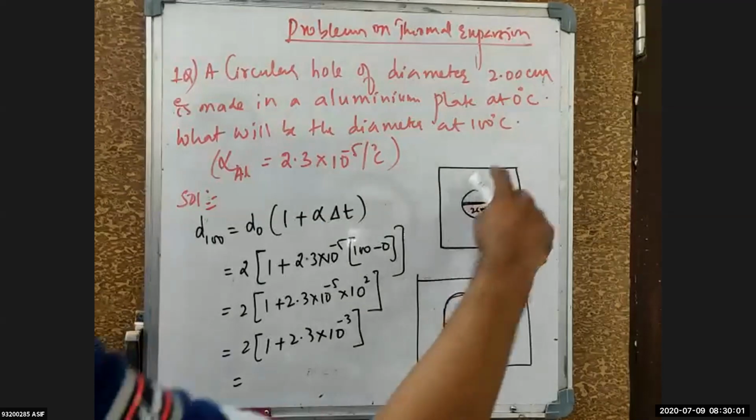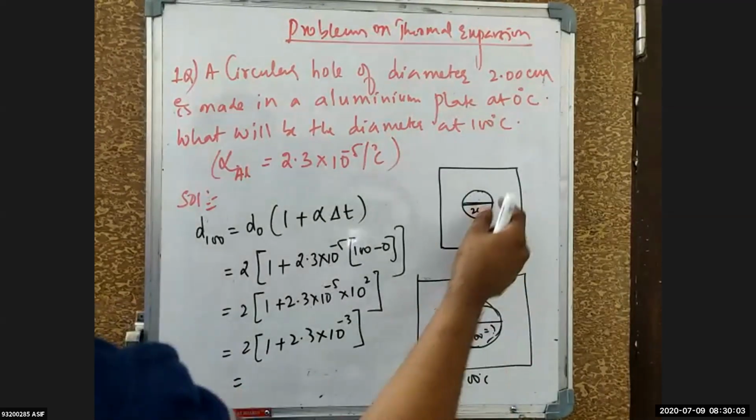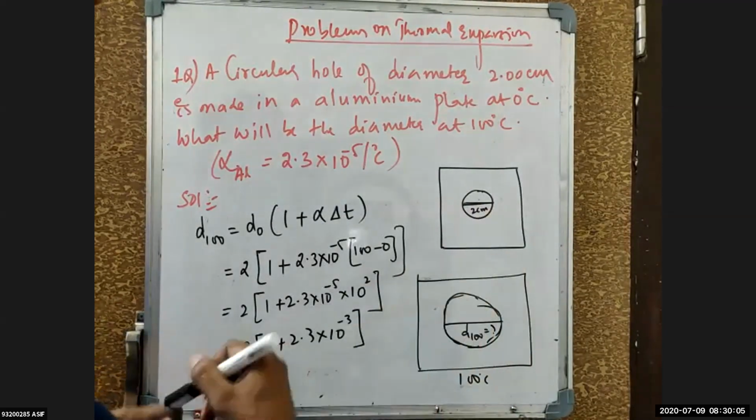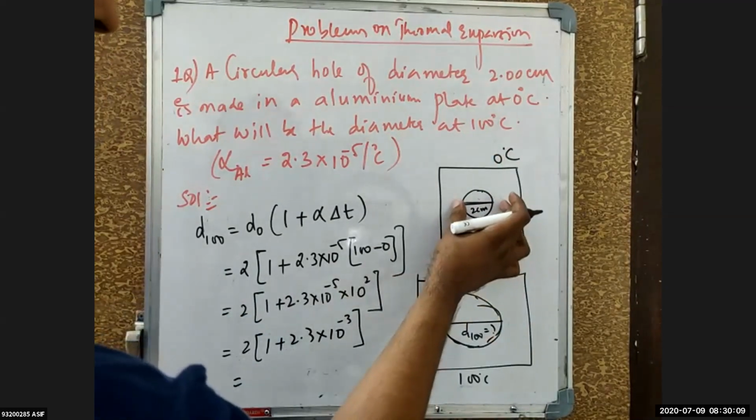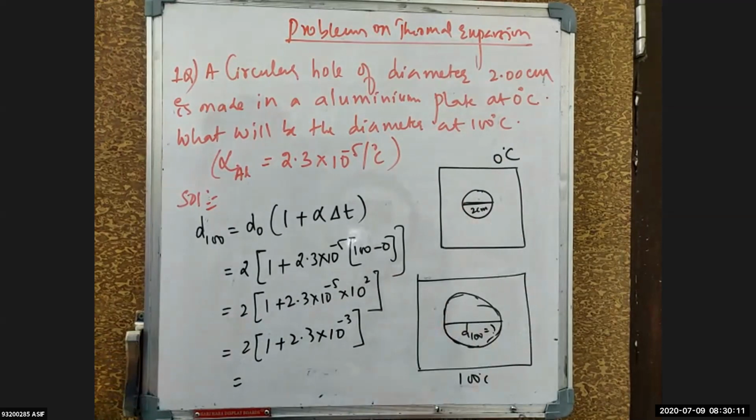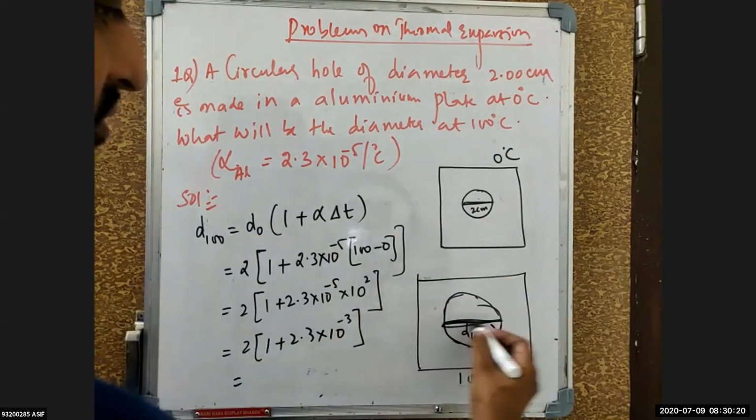Am I audible, beta? Yes, sir. Okay. This was an aluminum plate, beta. When the plate was at 0 degrees centigrade, a hole was made in which the diameter was 2 centimeter. When the plate is increased to 100 degrees centigrade, the hole will be expanding. So at that time, what will be the diameter of this hole is the question.